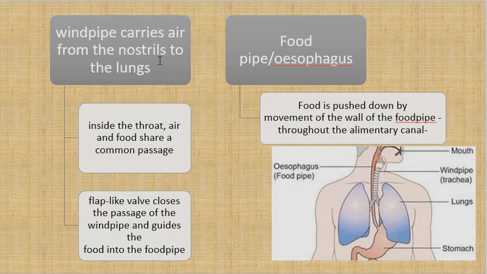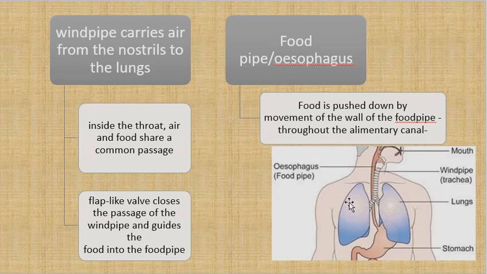Now, windpipe. Windpipe carries the air from nostrils to lungs. That is why it is called windpipe. It carries the air from nostrils to the lungs for breathing. Inside the throat, air and food share a common passage.